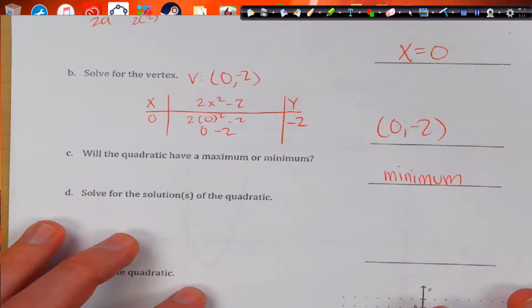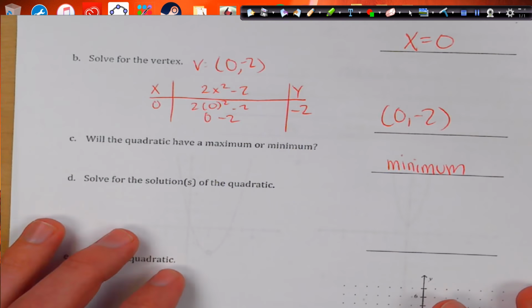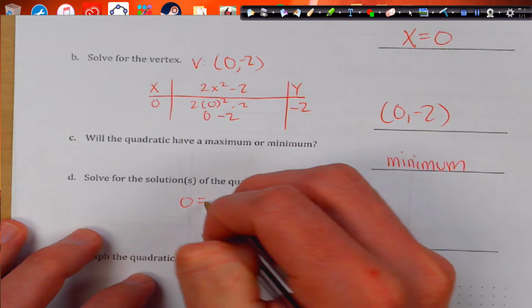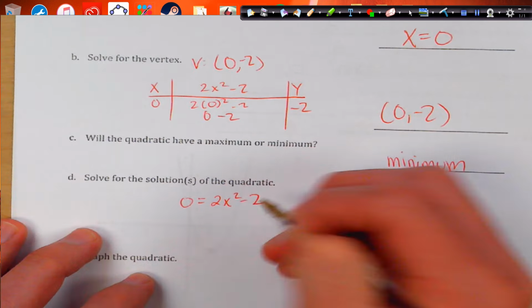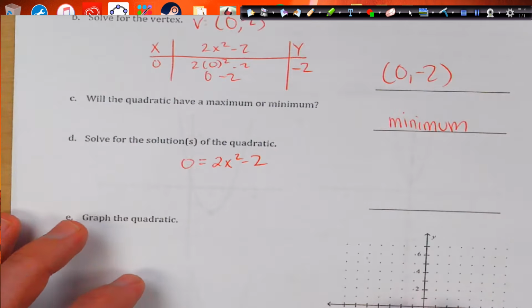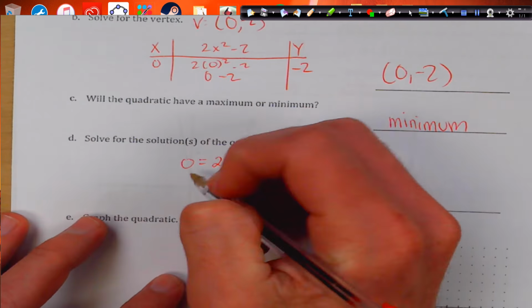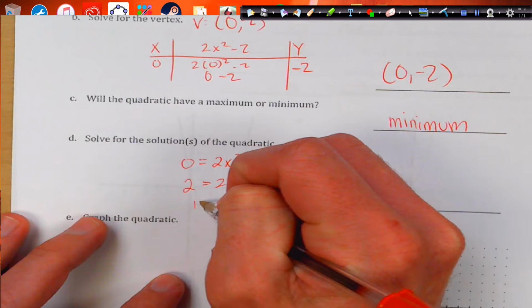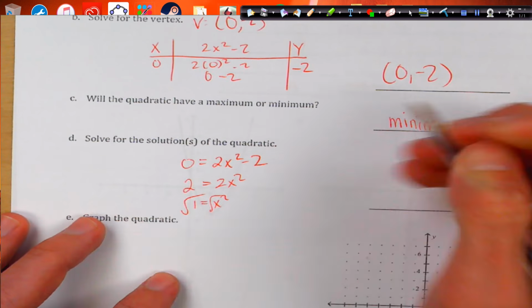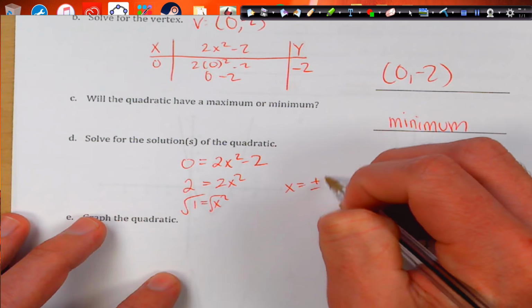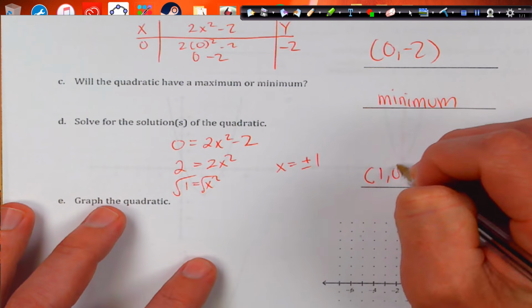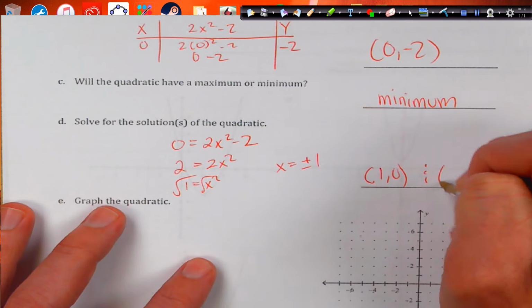Solve for the solutions of the quadratic. Well, that would be when y equals 0. So y equals 0, 2x squared minus 2. We can go ahead and add the 2 over, which gives us 2 equals 2x squared, divide by 2, and 1 equals x squared, and take the square root. So we get x equals plus or minus 1. So the solutions are going to be 1, 0, and -1, 0.